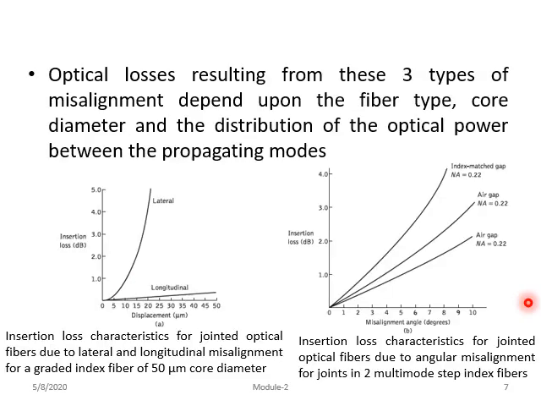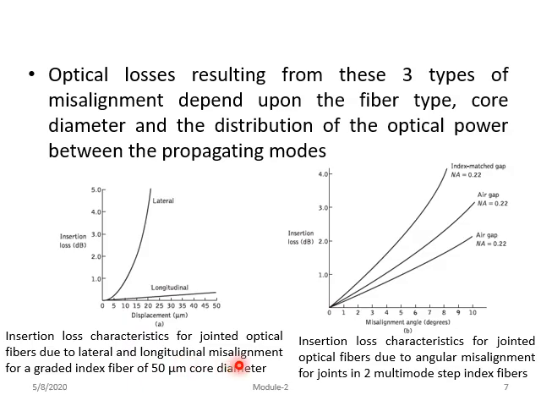So the optical losses resulting from these three types I just mentioned, lateral, longitudinal, and angular misalignment, all depend on the fiber type, the core diameter, and the distribution of optical power between the corresponding propagating modes. These factors are important while defining the three mechanical misalignments I considered.